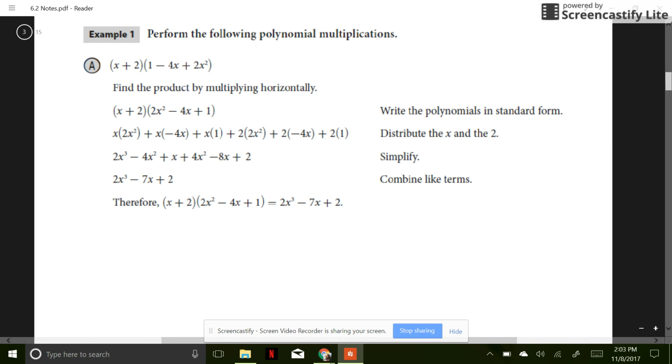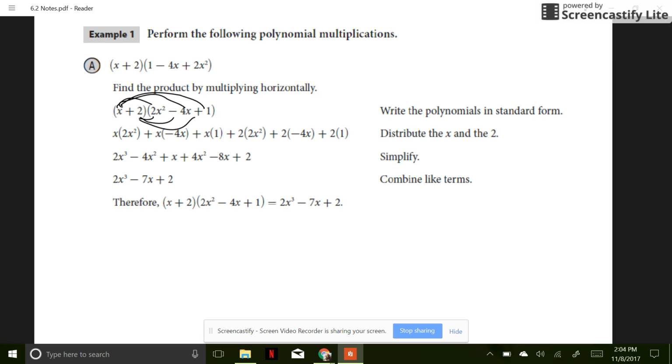So we want to perform the following polynomial multiplication. We're going to do this one horizontally. That's the way you'll see me do it most often. So if it helps, you can draw your little arrows to make sure you're multiplying each piece by each piece. Okay, so be careful, make sure you multiply everything, and then you'll have to just combine like terms and simplify your expression.